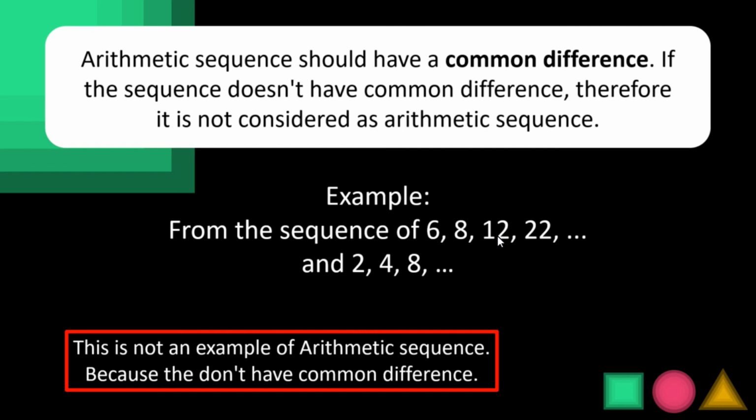When 8 minus 6 gives us 2, and 12 minus 8 gives us 4. Since the difference is not consistent or common, therefore it is not an arithmetic sequence.